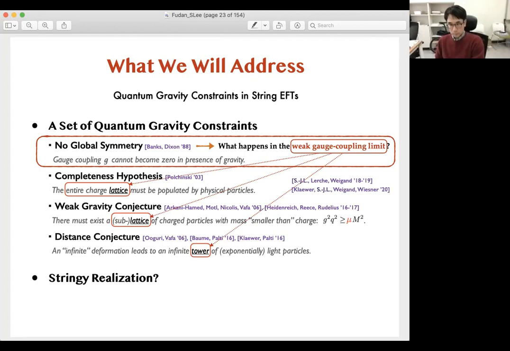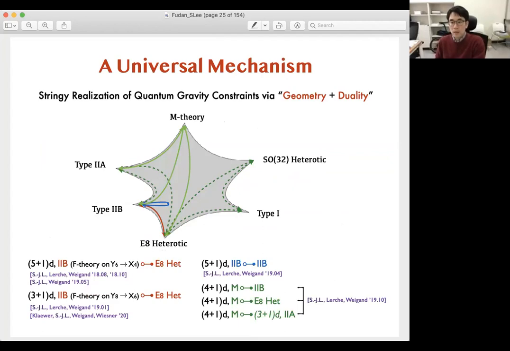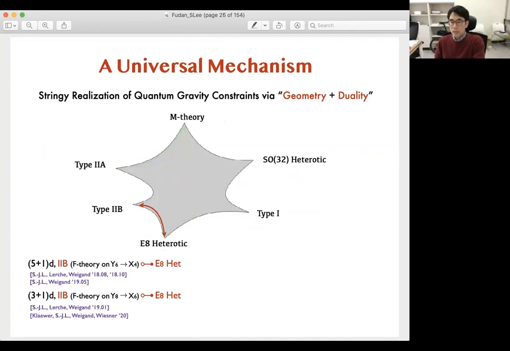It turns out that at the core of this stringy realization is a beautiful geometric interplay between the dynamics of different forces, as well as the intriguing physics of string dualities. Towards the end of the talk, we will hopefully have appreciated what is meant by this. In fact, the underlying string mechanism seems rather universal. In this talk, to be concrete, I will start with F-theory EFTs, and via the duality with heterotic theory, I will address the quantum gravity constraints in the weak gauge coupling limits.